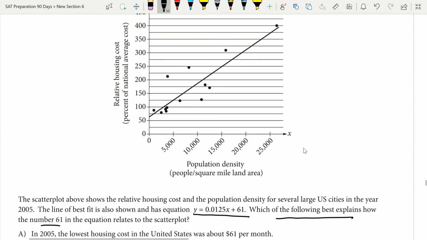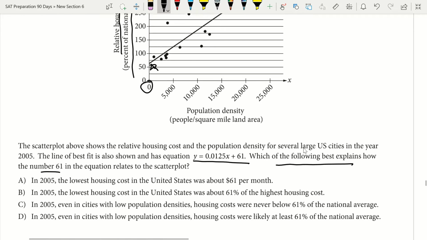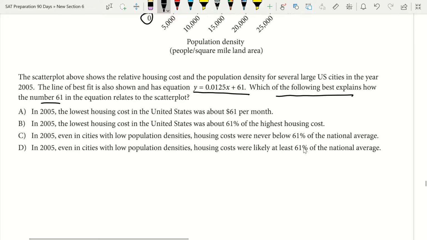All right, well, this number 61 is my y-intercept, which I know is my relative housing cost in pretty much an abandoned city, right? A population very, very close to 0. So that's pretty much the lowest housing cost I can get as a percent of the national average cost. Keep in mind, it doesn't mean that nothing is below that because that is the average that we're working with here. So it's possible there are some that are less than that 61%, but it's not very likely.